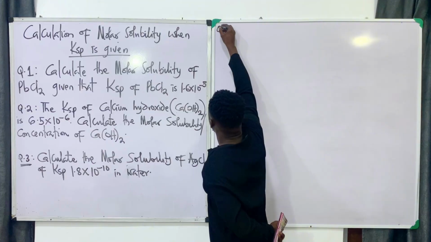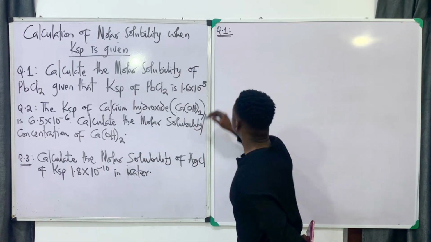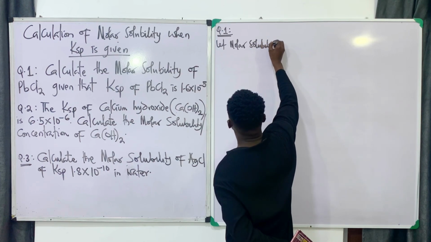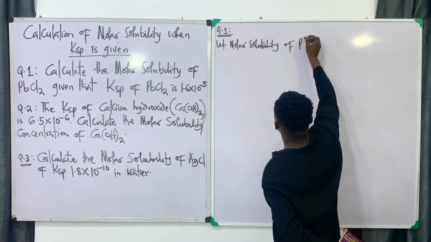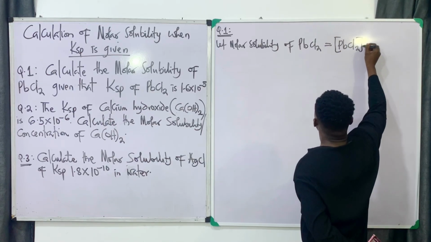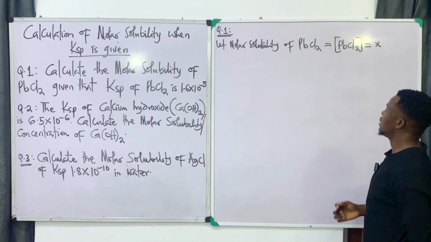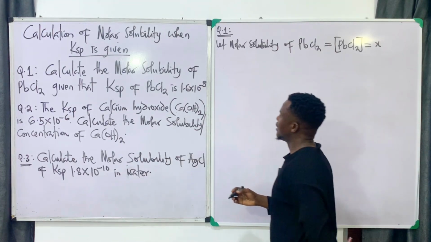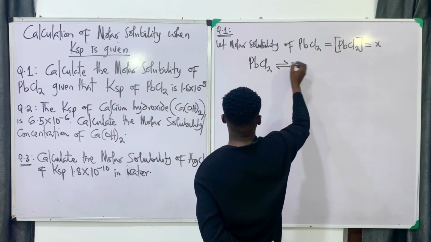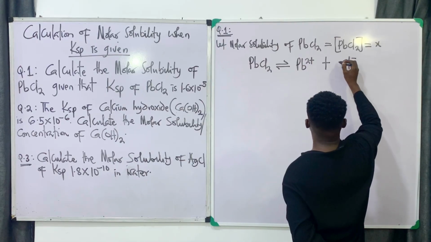So I'll start with the first one. Solution, question 1. Please pay attention. Now, let the molar solubility of PbCl2 be X. This square bracket stands for molar solubility. Let's call it X. I'll now write the equilibrium expression for this. This is Pb2 plus, this is Cl minus 2.